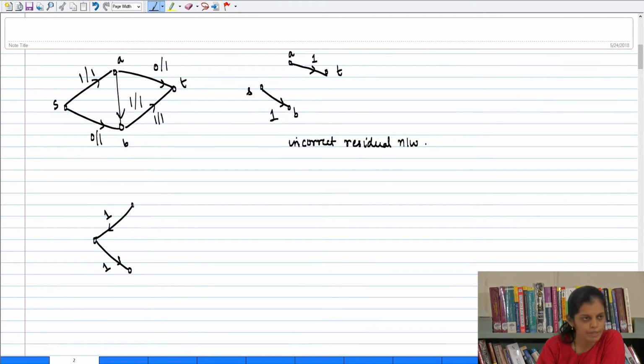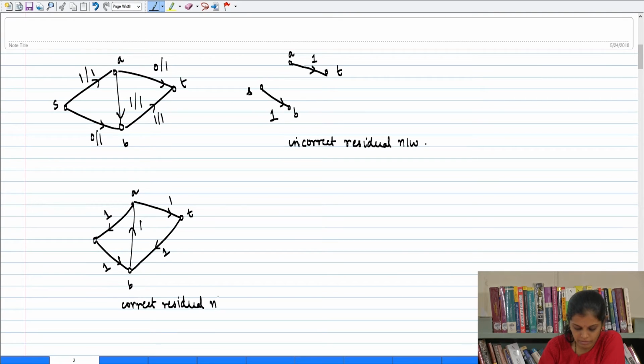What about the edge A to B? It has a flow of 1, so it will not be there, but there will be an edge from B to A which has a capacity of 1. So this is how the correct residual network looks. Now, is there an ST path? There is indeed an ST path, which is S B A T, and along that you will send 1 unit of flow.